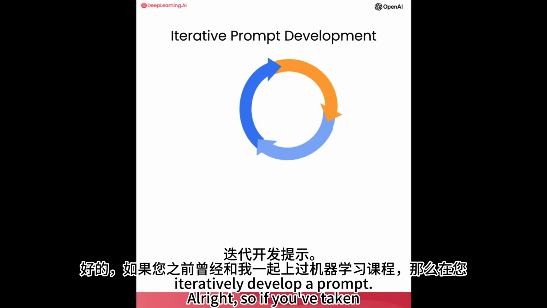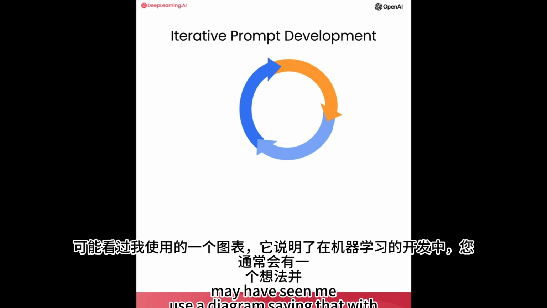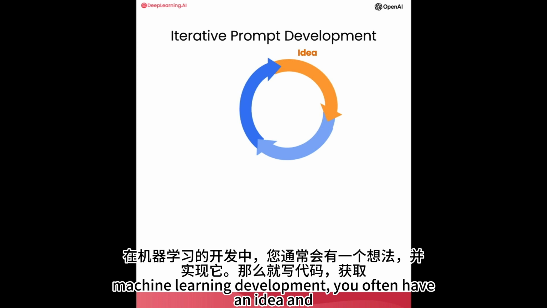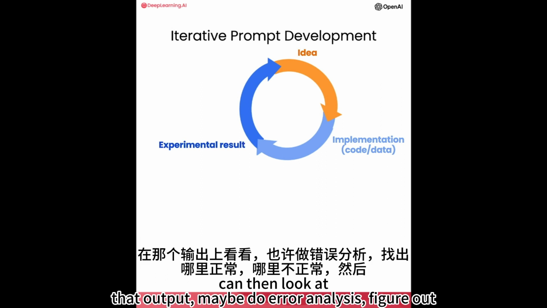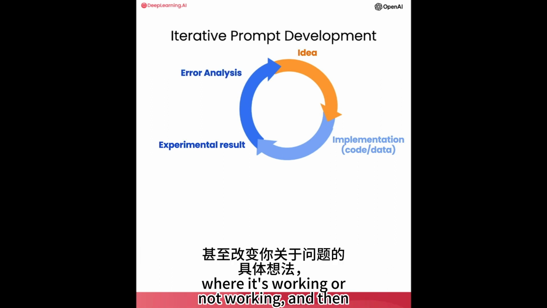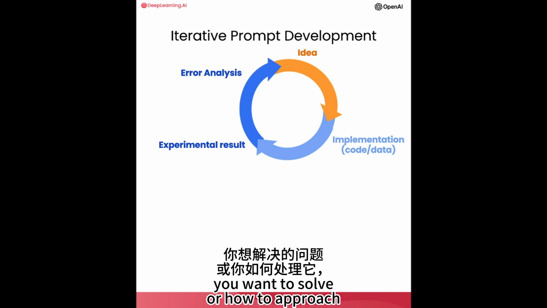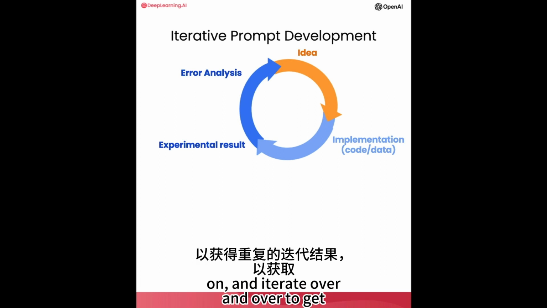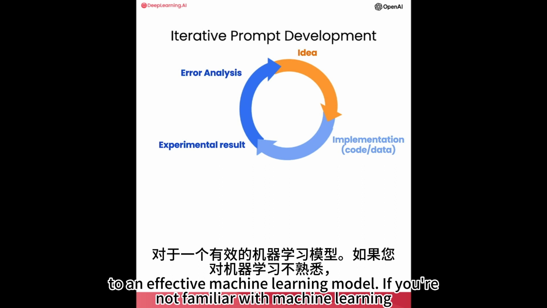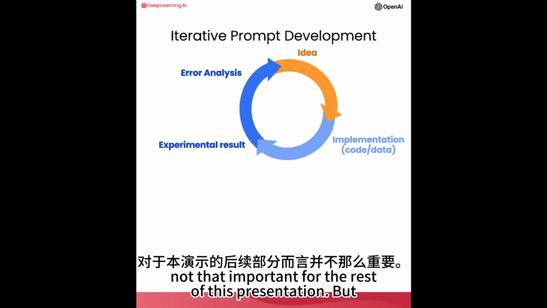All right. So if you've taken a machine learning class with me before, you may have seen me use a diagram saying that with machine learning development, you often have an idea and then implement it. So write the code, get the data, train your model, and that gives you an experimental result. And you can then look at that output, maybe do error analysis, figure out where it's working or not working, and then maybe even change your idea of exactly what problem you want to solve or how to approach it, and then change the implementation and run another experiment and so on, and iterate over and over to get to an effective machine learning model. If you're not familiar with machine learning and haven't seen this diagram before, don't worry about it, it's not that important for the rest of this presentation.